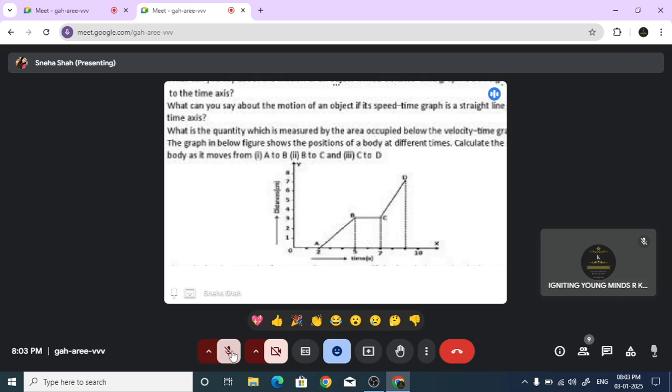What is the speed of the object from B to C? Ma'am, this is 0.6 meter per second, ma'am. Ma'am, because the distance will be 3 meters and the time will be 2 seconds. But the graph is steady. The object is not moving. It is still at 3 meters. Yes, ma'am. So the speed is 0, ma'am. Correct. Don't make this mistake.